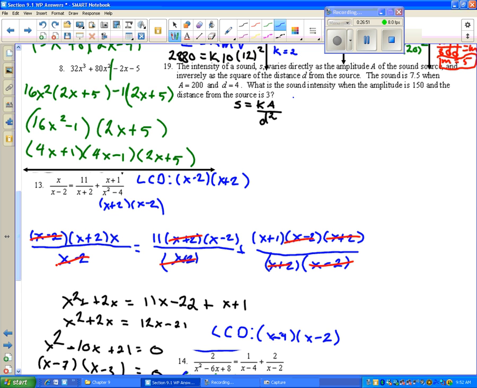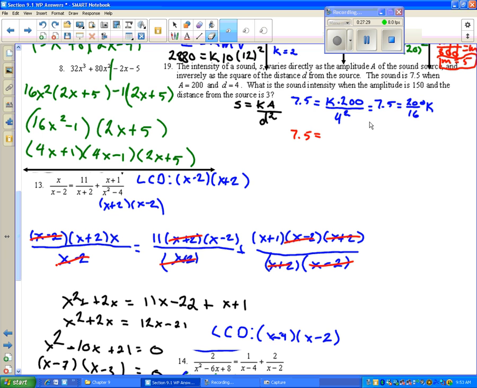So we're going to say that the sound 7.5 is equal to K times my amplitude of 200 divided by my distance 4 squared. So 7.5 is equal to 200 divided by 16 times K. So 7.5 is equal to, hold on one second.